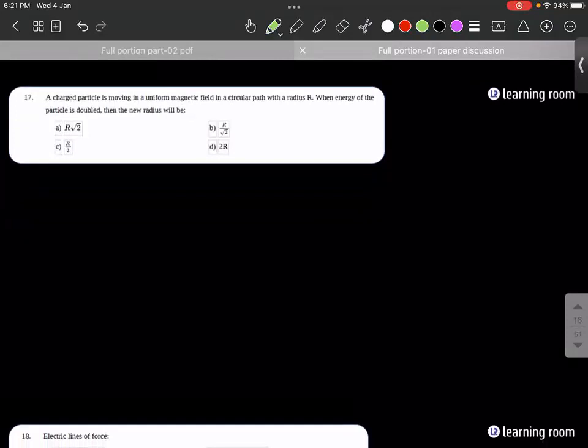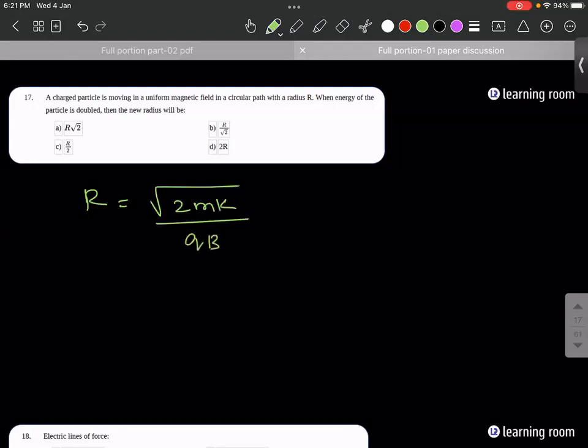A charged particle is moving in a uniform magnetic field in a circular path of radius r. When the energy of the particle is doubled, the new radius will be? So what is the relation? r is equal to root of 2m into K divided by q into B. I hope you remember this formula.